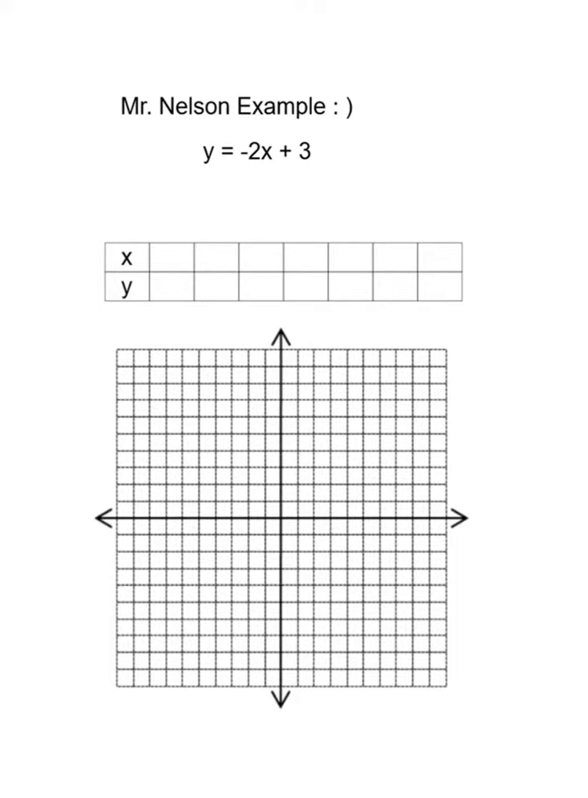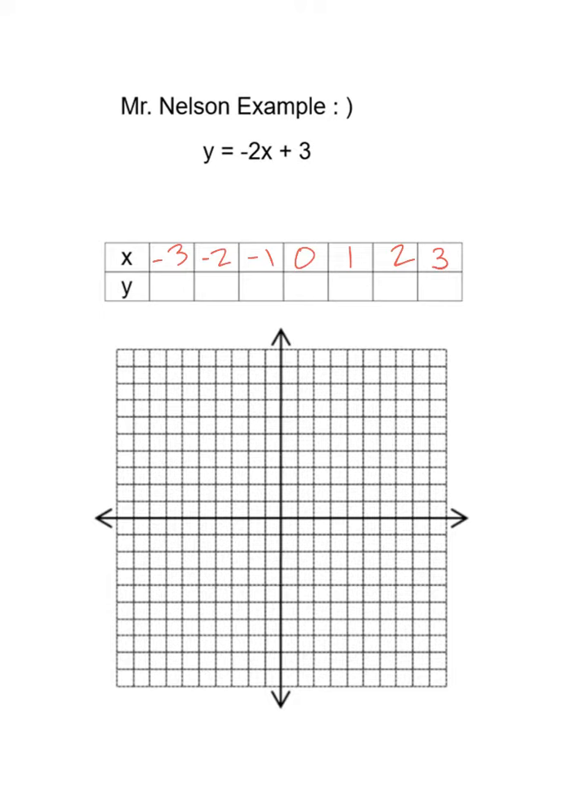So for this one, I'm going to start with -3, -2, -1, 0, 1, 2, 3. And again, I'm just picking those because they're really easy numbers to plug in and solve for. You could pick 27 1/3 if you wanted to, but it wouldn't probably be your best choice.